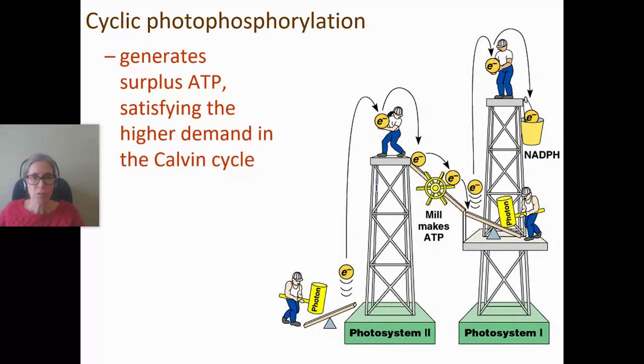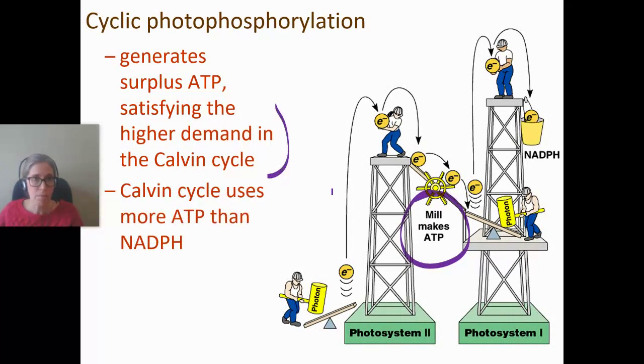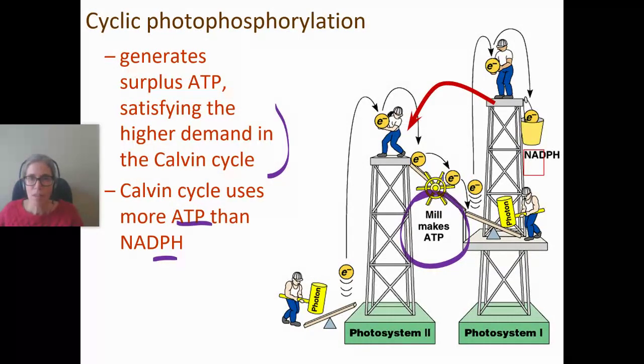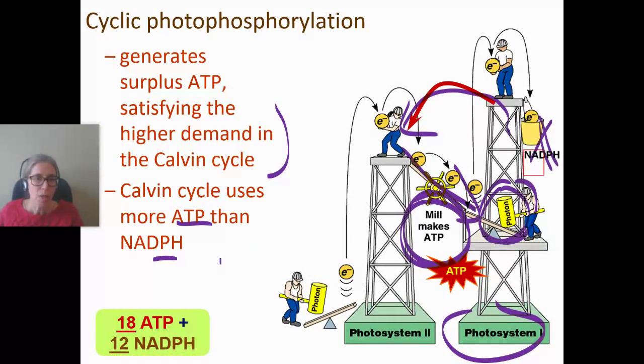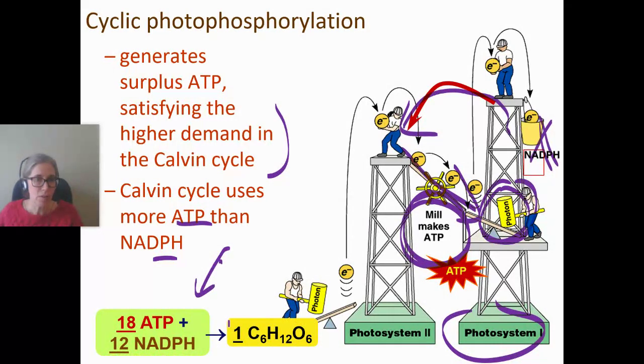So cyclic phosphorylation generates more ATP because the Calvin cycle needs more ATP than it does NADPH. The Calvin cycle uses more ATP than NADPH. So the electron is given energy from a photon of light in photosystem 1, but the electron goes backwards this way to make more ATP instead of making NADPH. So apparently, to make one glucose, you need 18 ATP but only 12 NADPH.